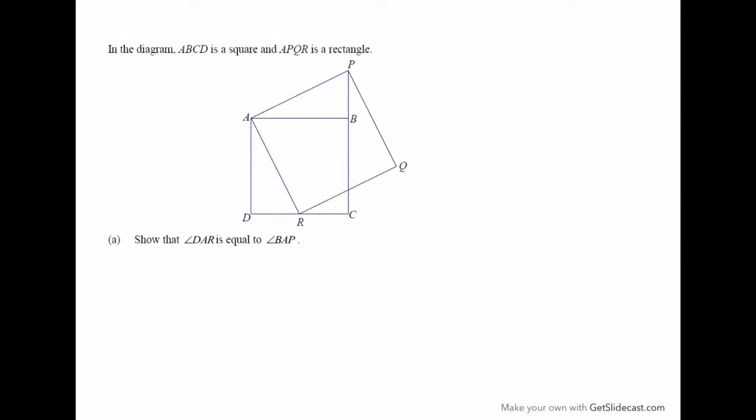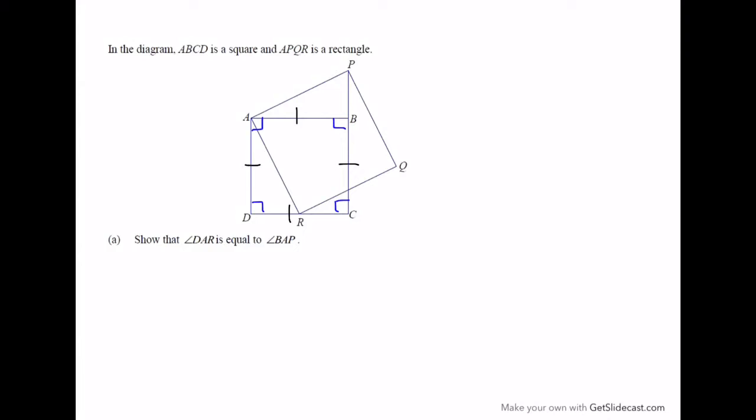Question number 6. In the diagram, ABCD is a square. So the moment we know that this is a square, we will have all the 90-degree angles. And what is the other property of a square? All the opposite sides are equal, all the four sides are equal to each other.